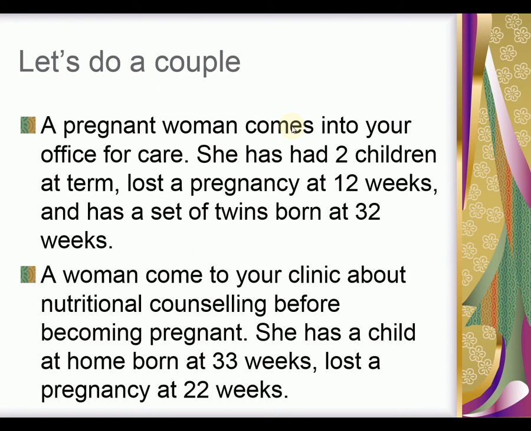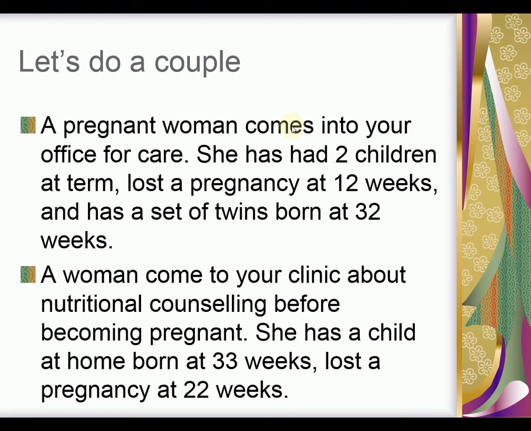So let's do a couple of these. A pregnant woman comes into your office. She has had 2 children at term, lost a pregnancy at 12 weeks, and had a set of twins that were born at 32 weeks. I'm giving you time to think.